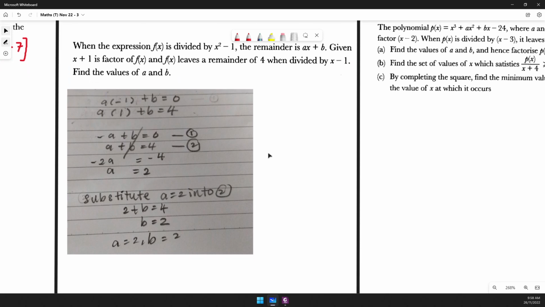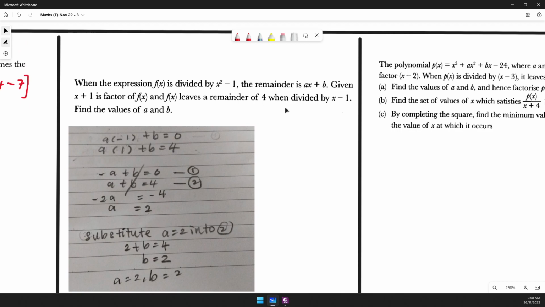So what do they mean? When you say x plus 1 is a factor, that means f(-1) equals 0. And if they say f(x) has remainder 4 when divided by x minus 1, that means f(1) equals 4. Okay, I have two things to work with.